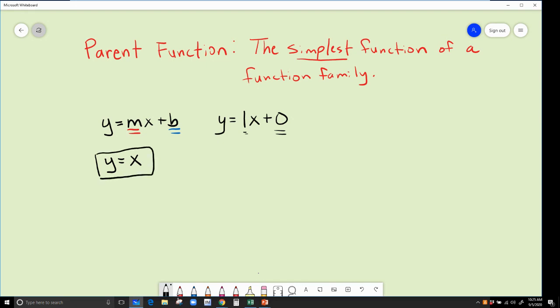So y equals x is actually the simplest function that you can get that still makes a straight line. This is the parent function of a line. Okay, this is the parent function of a line. It's the simplest line with a slope of 1 and a y-intercept of 0. Now let me give you an example of how you would.